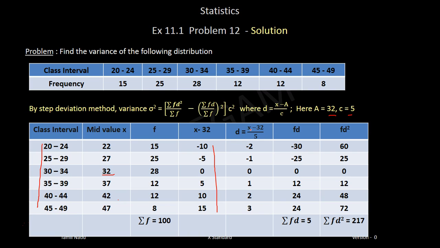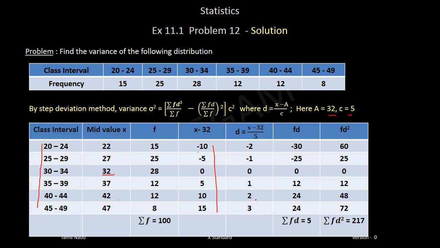So the deviation is x minus a divided by c. In this case, it is x minus 32 because a is 32 and c is 5. So divide all these numbers by 5 and fill up this column. Minus 10 divided by 5 is minus 2. Minus 5 divided by 5 is minus 1. 0 by 5 is 0. 5 by 5 is 1. 10 by 5 is 2. 15 by 5 is 3. So now you have got your d.